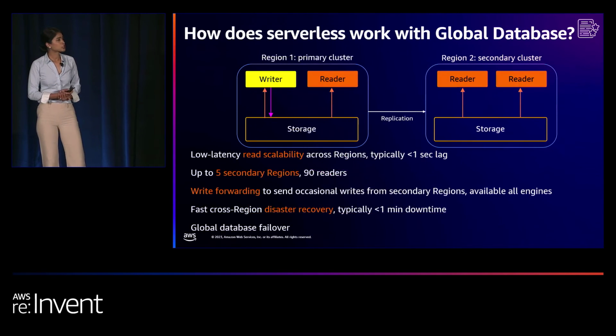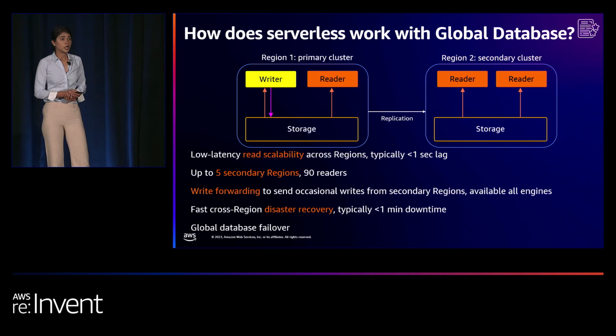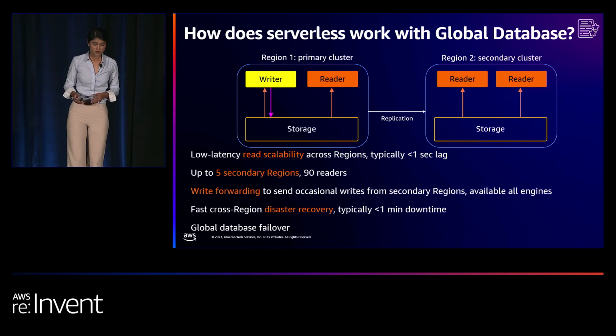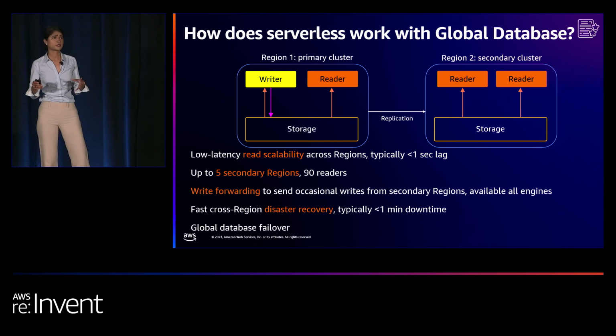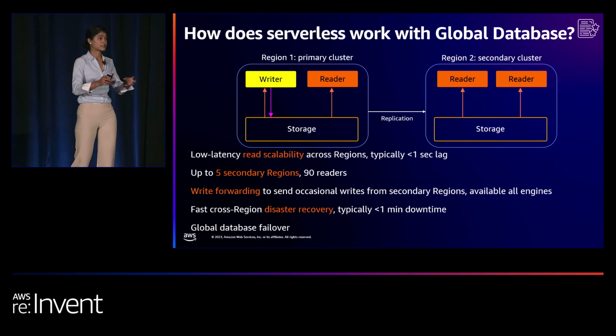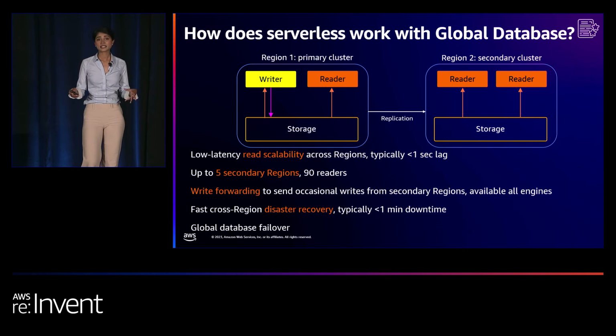Now, if your application has a requirement for global application or you want disaster recovery across regions, what you do is you enable global databases. And what that does is it replicates storage to a secondary region. So this is storage layer replication. And under the hood, we also create replication servers and agents that you don't see. With global database, you get low latency read scalability across these different regions. In terms of lag, think of it typically less than 1 second.